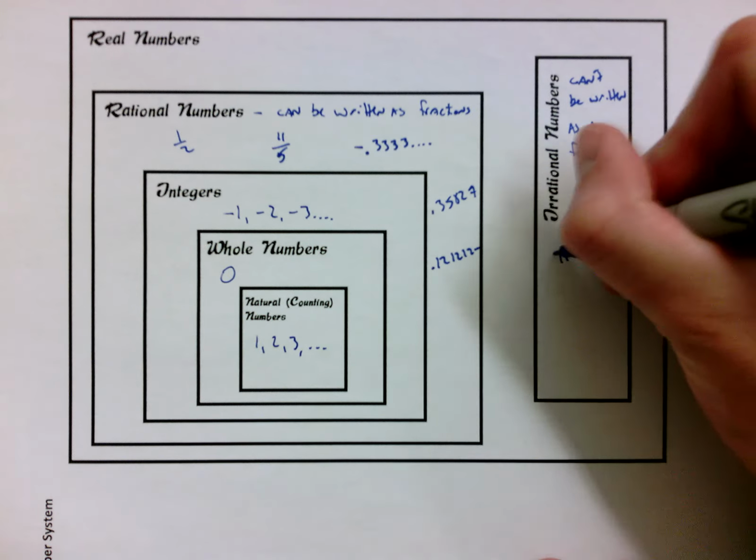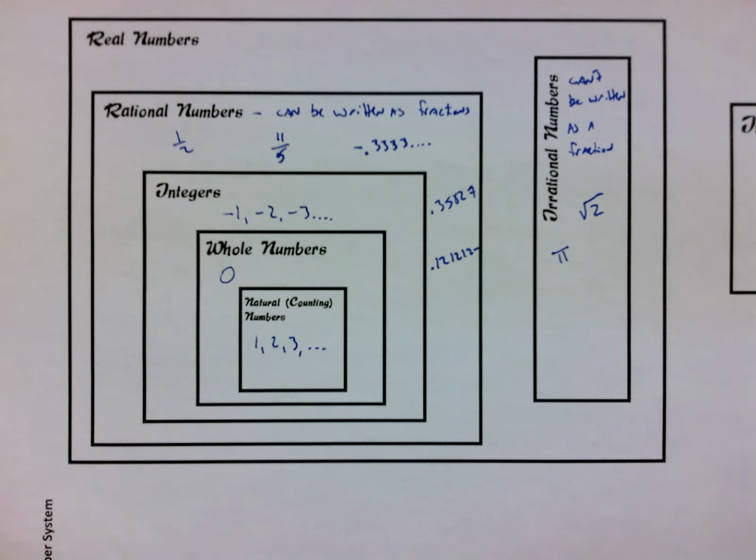Another example would be like pi, right? 3.1415926, blah, blah, blah. It's a decimal that goes on forever with no repeated pattern. Okay, so those are, I think, the most common examples that you're going to be aware of right now. But those are what your irrational numbers are.